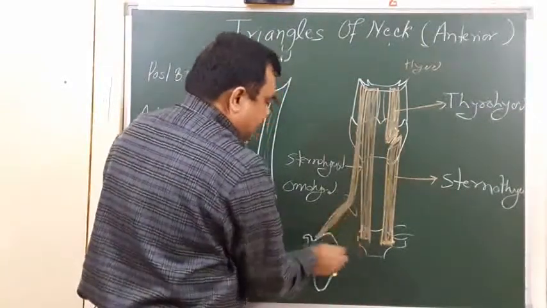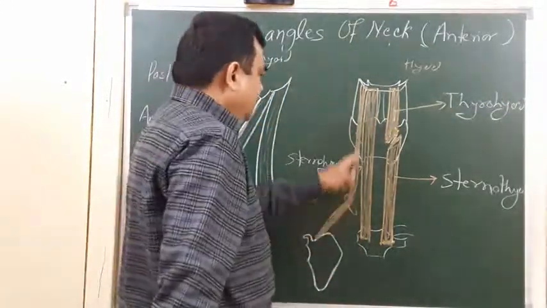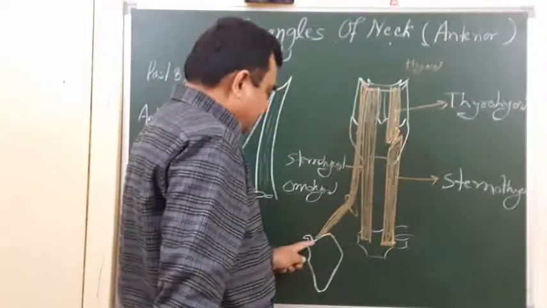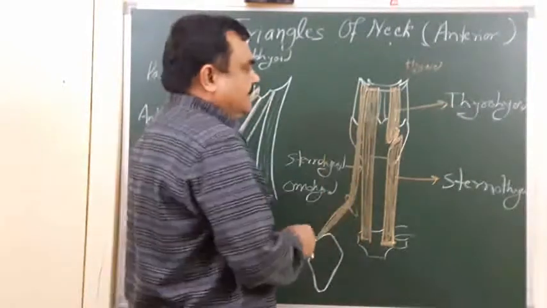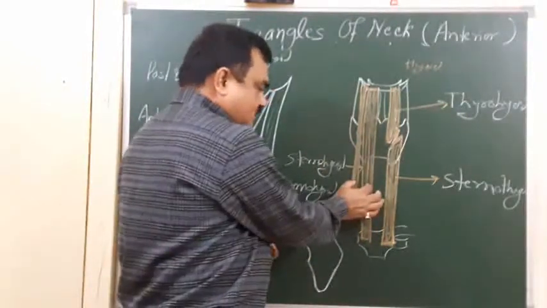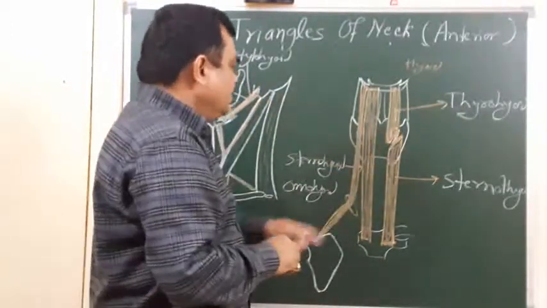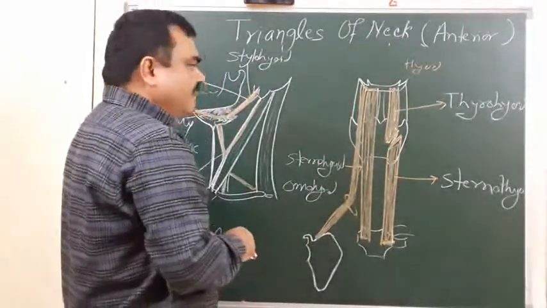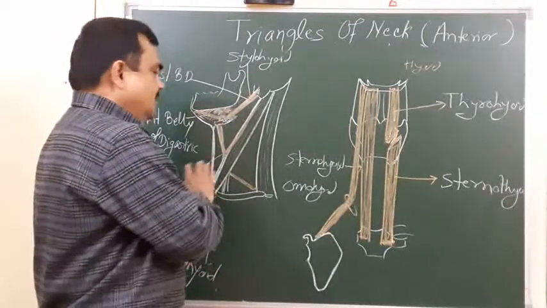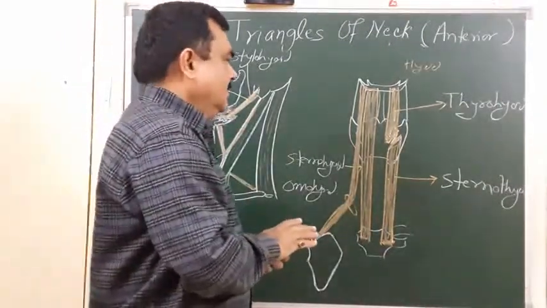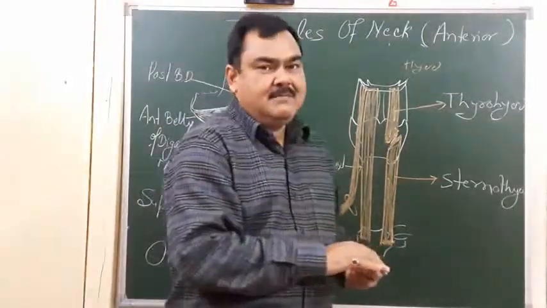Here a fibrous pulley is present, which is attached to the clavicle. So this is the superior belly of the omohyoid. This is the inferior belly of the omohyoid. These two muscles are present superficially, and these two muscles are deep muscles in this region. So these structures form the floor of this triangle, and the content is nothing significant. So this is all about the muscular triangle of the neck. Thank you.